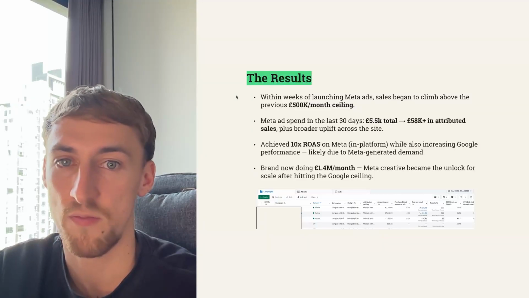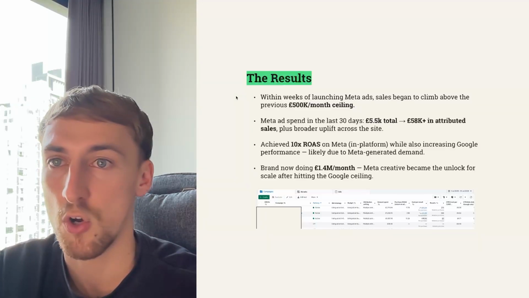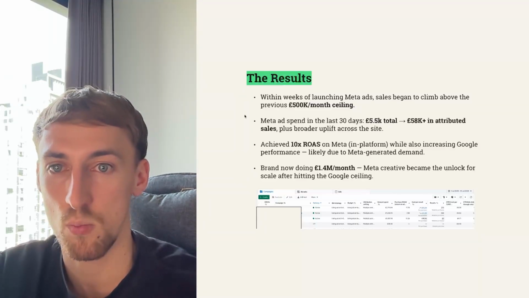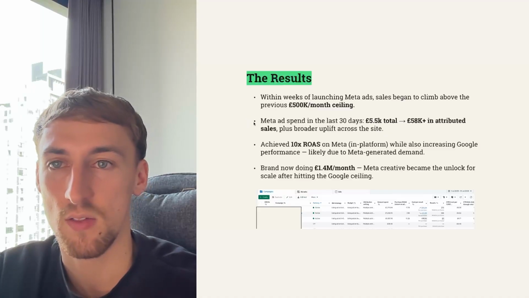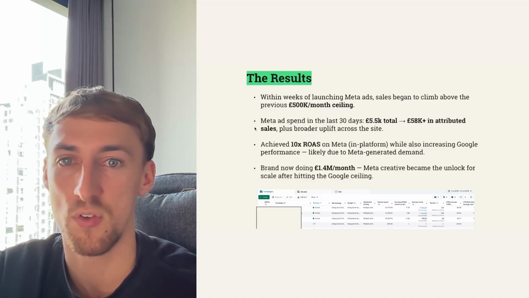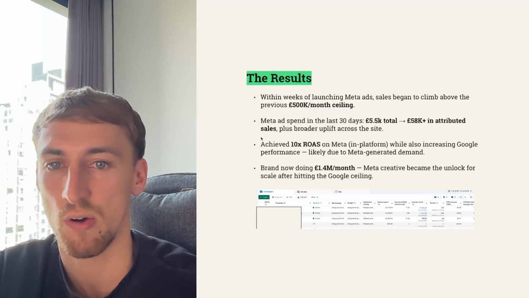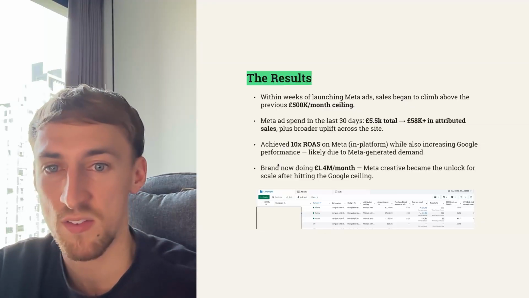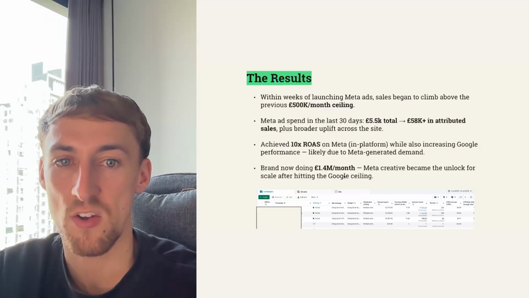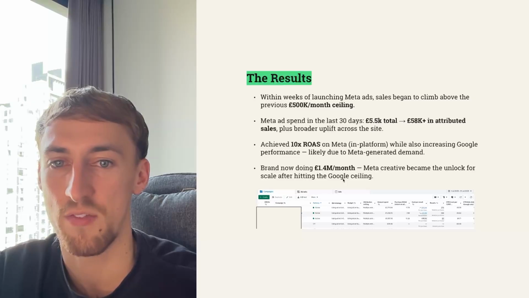10 times, 50k spend, even 100k spend at 2 ROAS. We could have done that. However, the client had targets that we weren't able to scale so quickly because we had those high ROAS targets, which is fine. The brand's now doing 1.4 million a month. Meta Creative became the unlock for scale after hitting the Google ceiling.